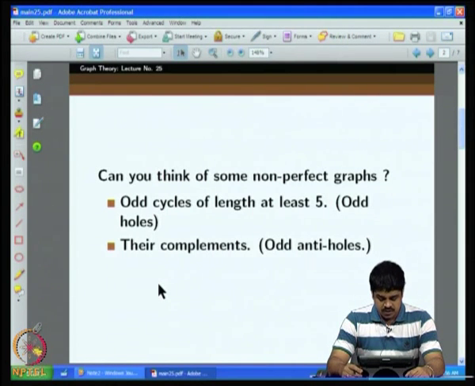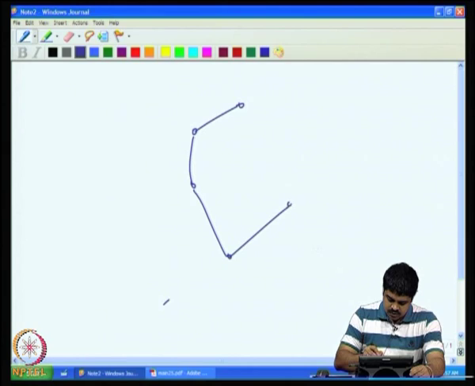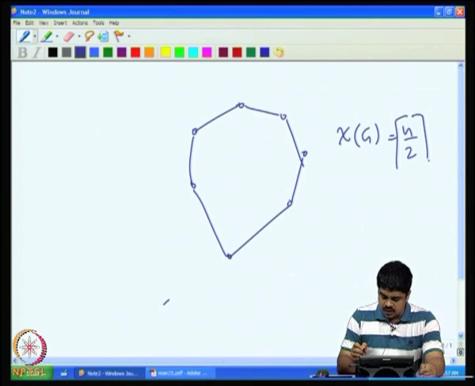After some thought, everybody will come up with the following example: odd cycles of length at least 5. Why are they not perfect? Because if we consider an odd cycle, how many colors are required? This is an odd cycle, right? How many colors are required to color it? Chi of G is equal to the ceiling of n by 2, right. So, for instance, if it is 7, we need 3 here.